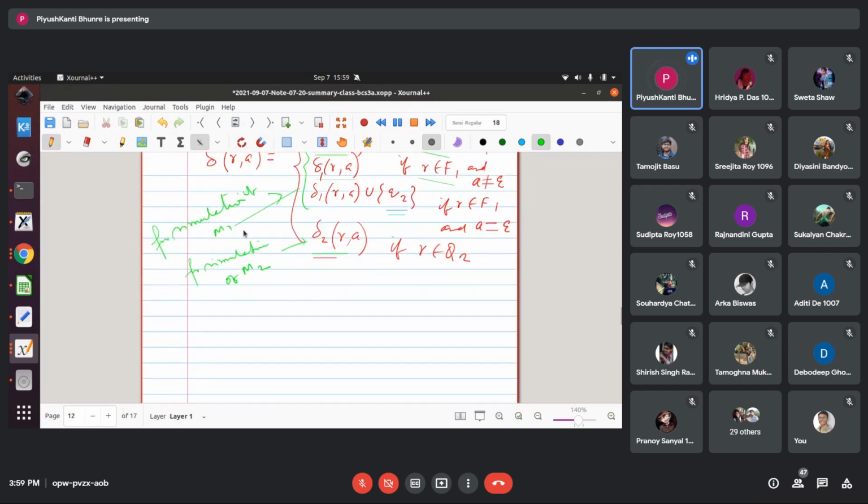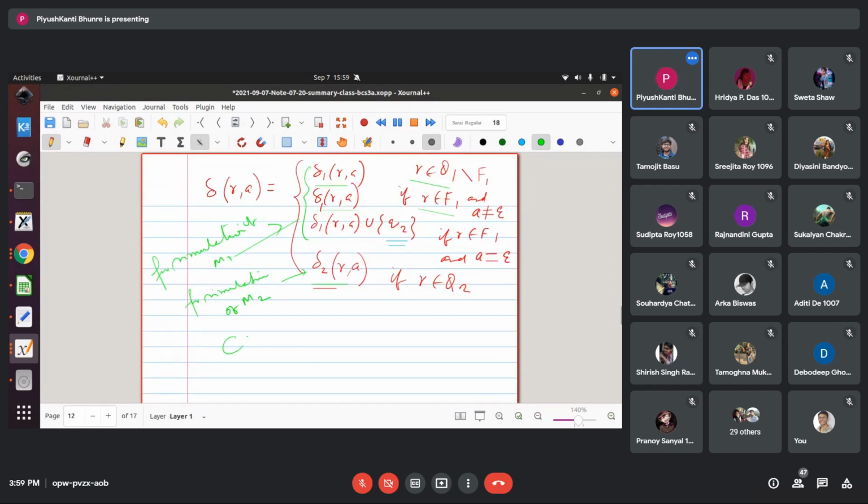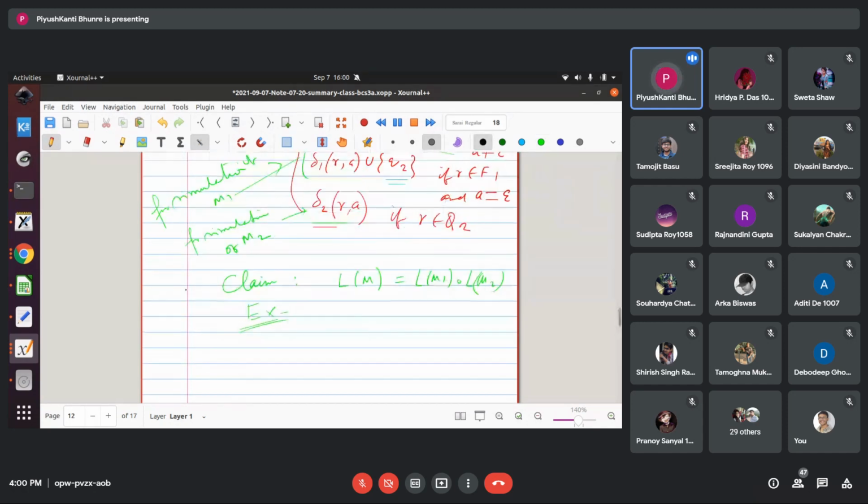Okay. So the next claim is that L(M) is the same as L(M1) concatenated with L(M2). I give you this as a homework exercise. It will be as before. I have shown you two cases actually. So homework exercise: do it at home.